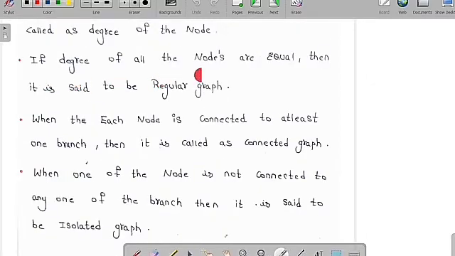If the degree of all the nodes are equal, then it is said to be a regular graph. Means if for each and every node the degree is the same, then we can say it is a regular graph. For each and every node, an equal number of branches intersect, then we call it a regular graph.